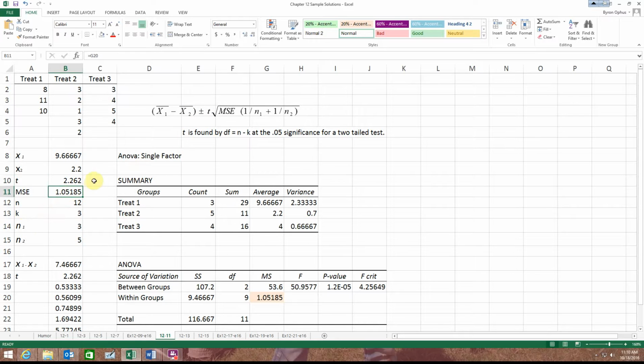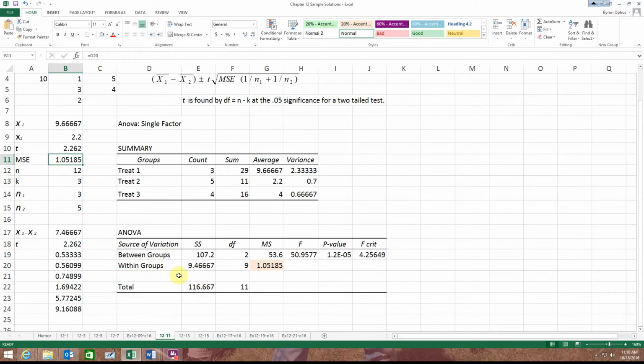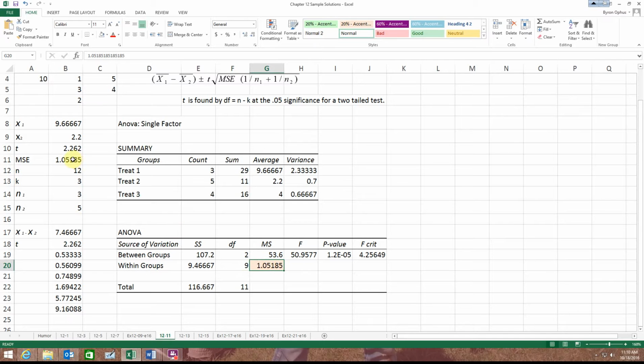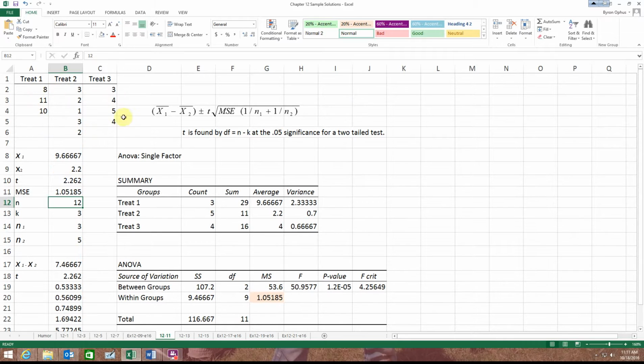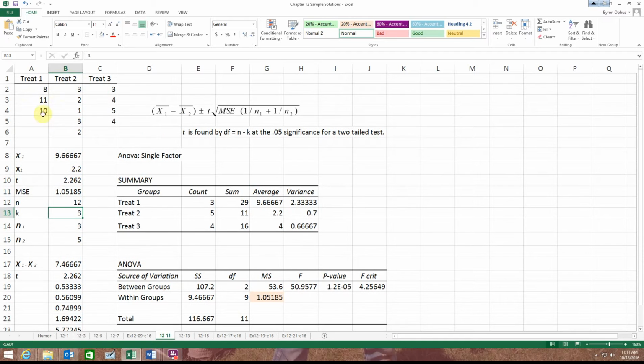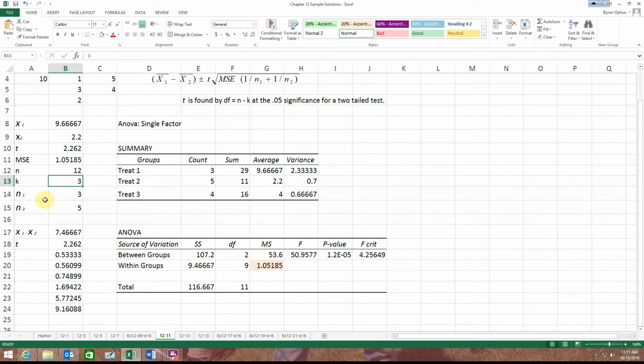My MSE, or my mean square of the error, if we remember going back to that, is this number here, so I don't have to calculate that, which is kind of nice. If I did, it would be this divided by this, and we'd have to go back and redo that whole thing that we did back here on number 7. But it's given to me, so I'm just going to plug that in here. My n is all of these added together, and I can just do the count if I wanted to, or I can count them manually and plug it in. My k, we know, is the 3. Got 3 treatments, so I got 3 for my k.